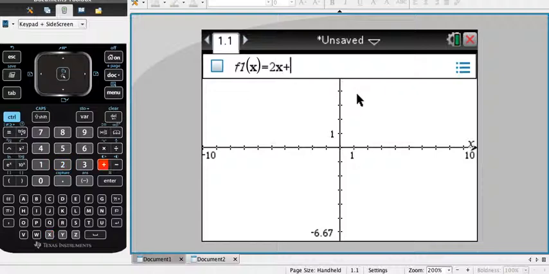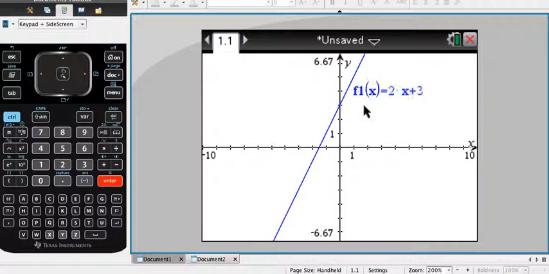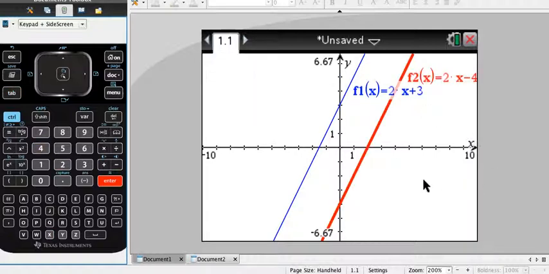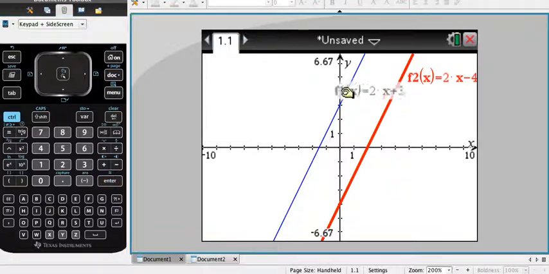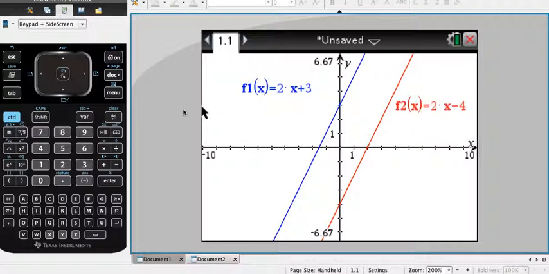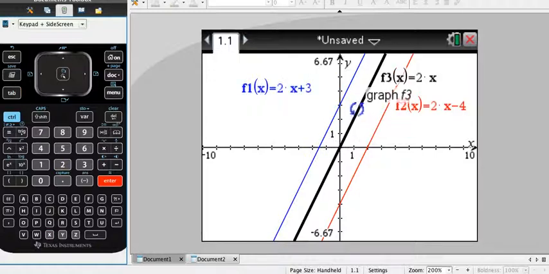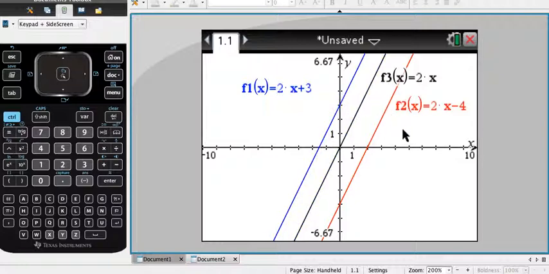So just opened up graph, and here's our 2x plus 3 graphed. If you just press tab, you'll be able to add another graph to this. So 2x minus 4 now, and have a look. They are parallel. I might just move that label over. So you can see these two lines are never going to meet. They are parallel lines, and they have the same gradient. Now, if I added another, say, just 2x going through the origin, again, parallel to the other two, not going to touch the other two at all.